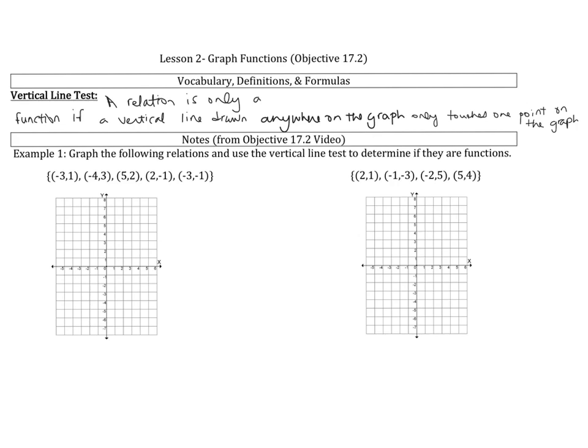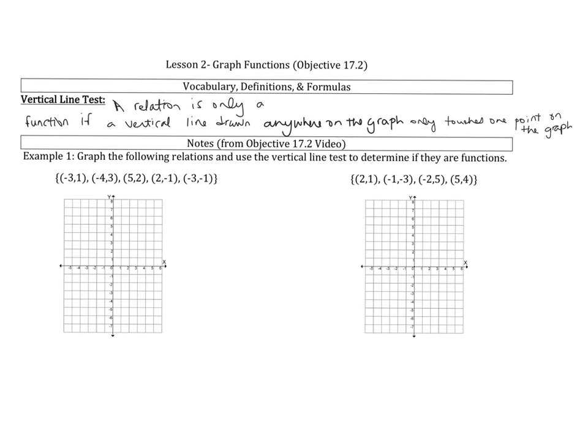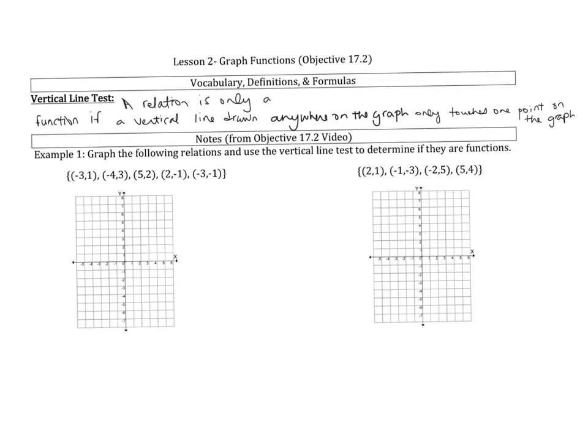This video is over Objective 17.2. Let's start with a little bit of vocab. The vertical line test: a relation is only a function if a vertical line drawn anywhere on the graph only touches one point on the graph. We will use the vertical line test in a little bit to determine if some things are functions. But go ahead and pause the video and write that down now.